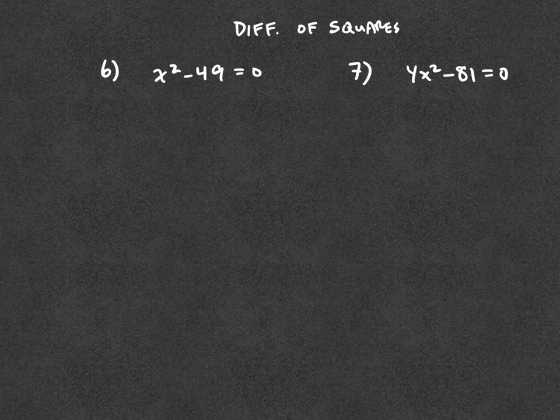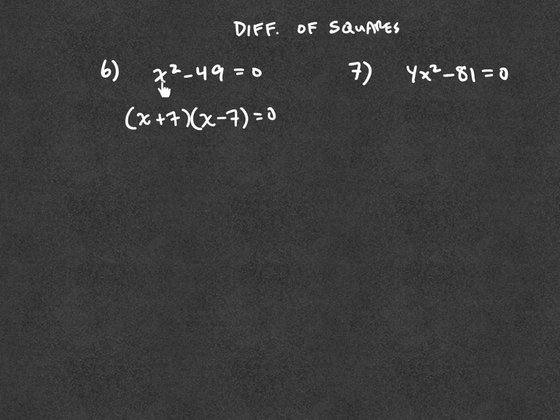Okay, so how it works is I take this first term, x squared, and I take the second term, 49. And as long as it's the difference of those two terms, so x squared minus something squared, or in the second example, number 7 here, 4x squared minus some other number, I can take the square root of both of those and write it in factored form. You can confirm this algebraically. I have now factored that expression.